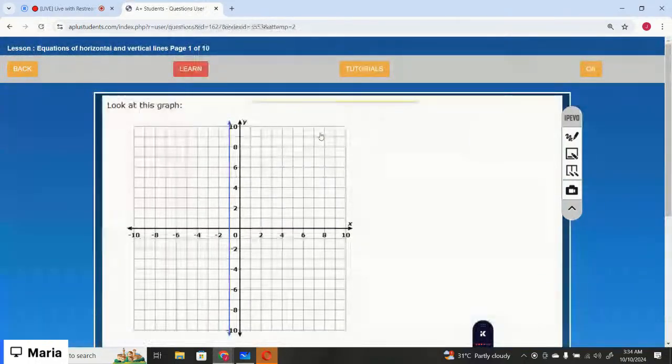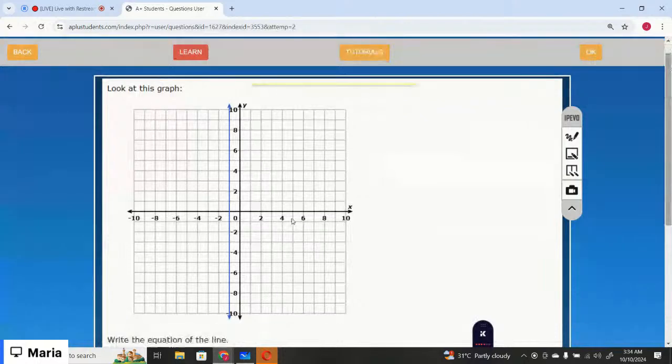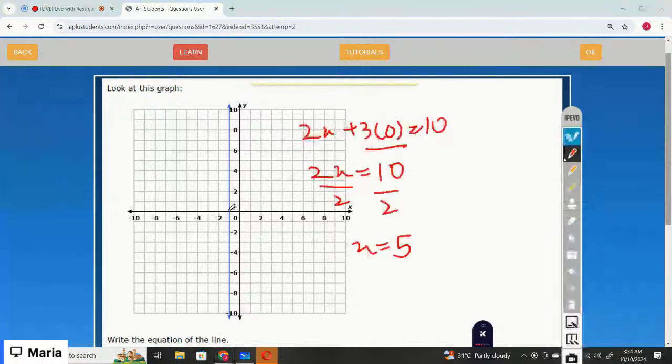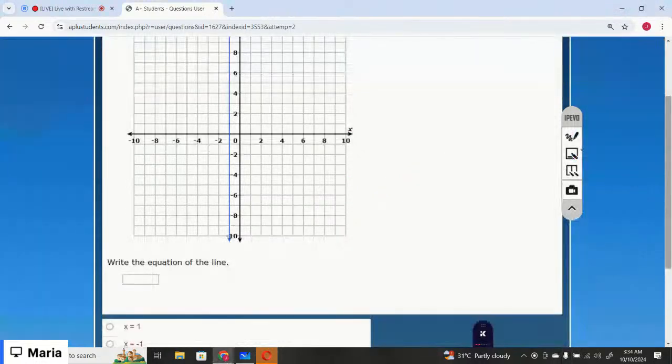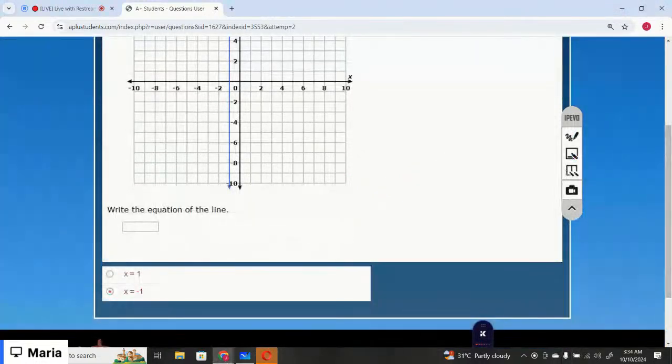Let's just start with the test questions. Look at this graph. You can see here you have a blue line that is passing through x equals -1, right? So the equation for this graph is x equals -1. Got it? Because you have a straight line on -1. So the graph equation is x equals -1. Option number 2 is the correct option. Got it?